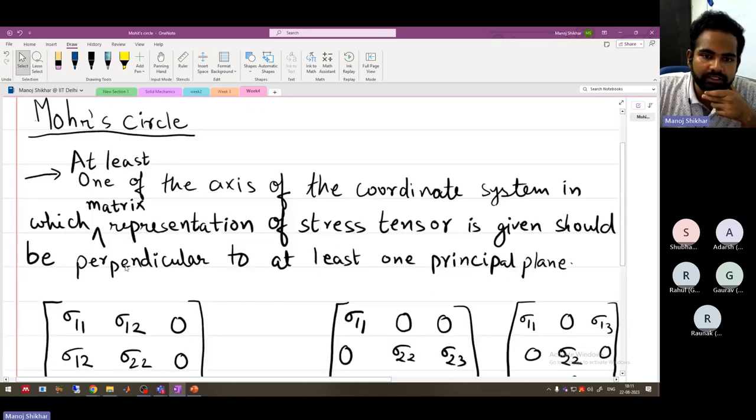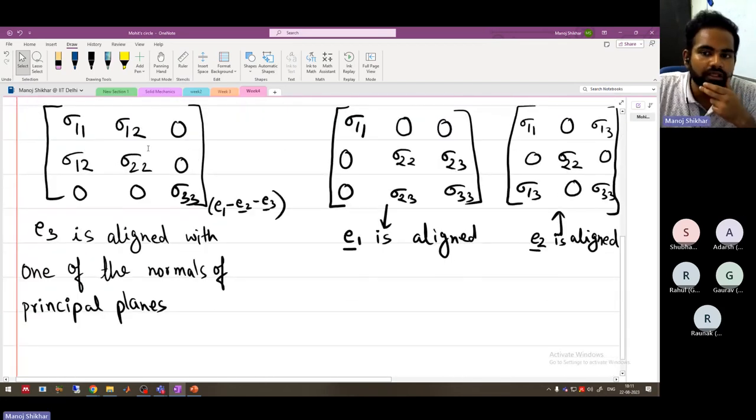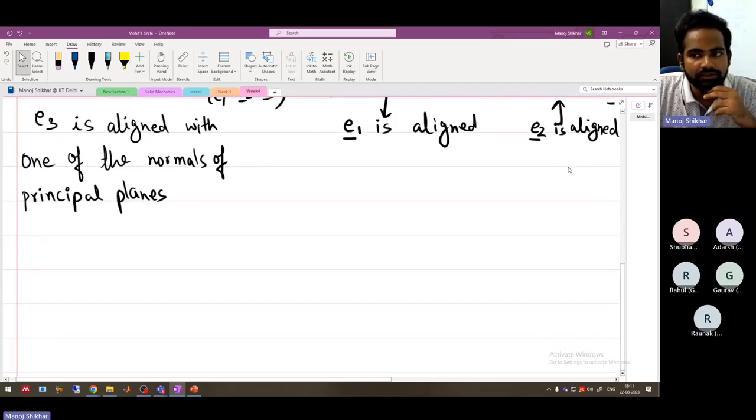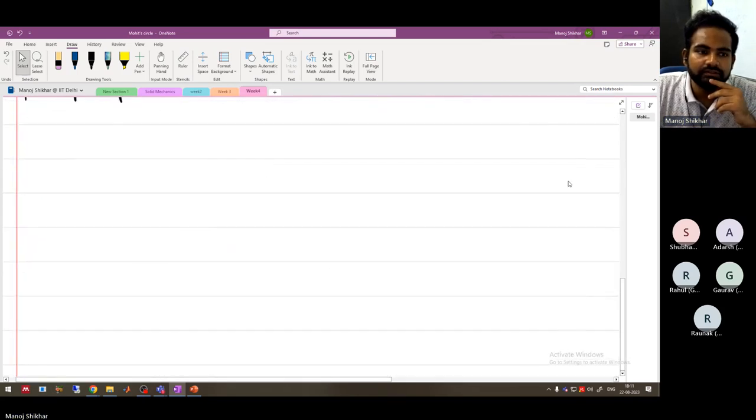So the thing to keep in mind is to apply Mohr circle, at least we should have one of the directions in which off diagonal terms will be 0. So in this case, you can see the third column and third row is 0 except for sigma 3 3. In this case, you can see the first column and first row is 0 except for sigma 1 1. And the same is true for this sigma 2 2. I hope I am able to convey whatever I wanted to say.